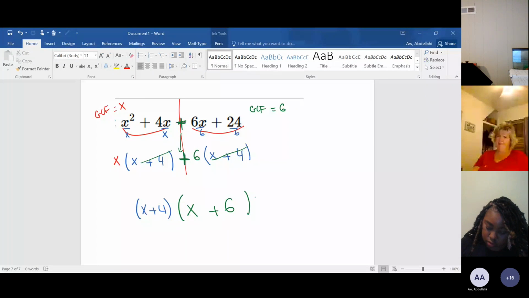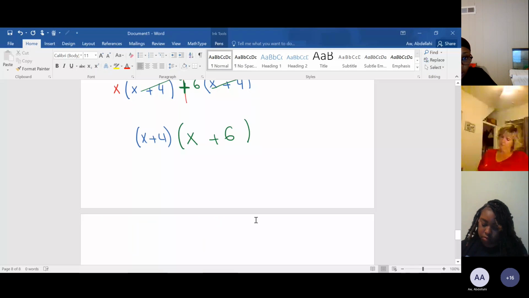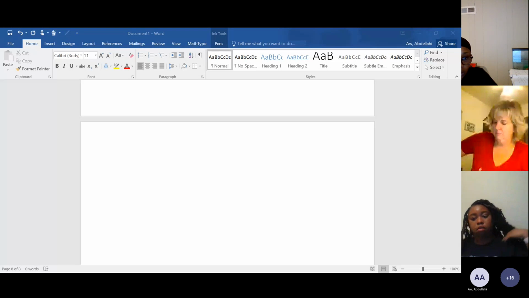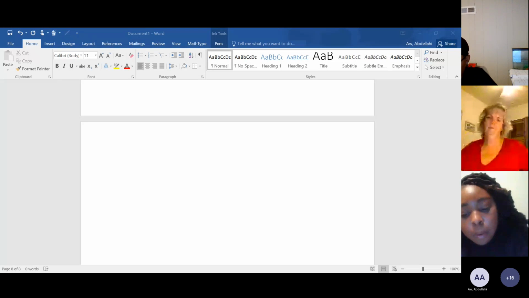Now, good thing for you, when you say factor by grouping, we don't ask you to reorder. There is no reordering. We just factor neighbor by neighbor: the first two neighbors and the last two neighbors. We will not give you examples where you have to reorder.